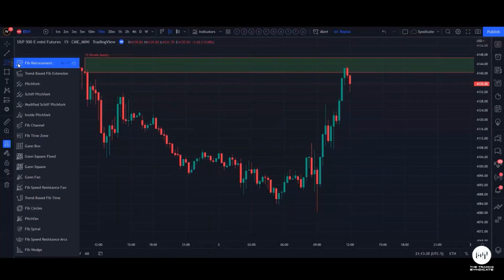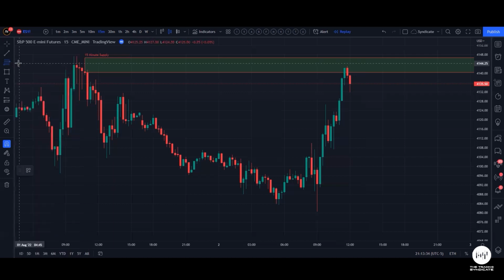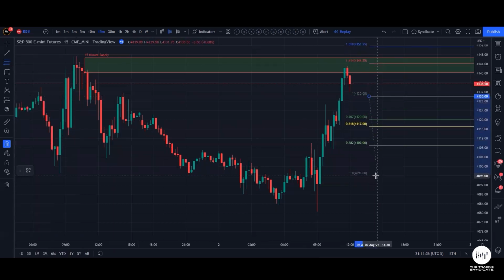With this strategy of entering using supply and demand zones, the key levels that I like to highlight with the Fibonacci retracement tool are shown here. We have the 0 level, the 0.382 level, 0.618 level, 0.707, 1 level, 1.414, and 1.618 level. Now, I will use each of these levels in my profit-taking strategy. But first, let's talk about how to use the tool.